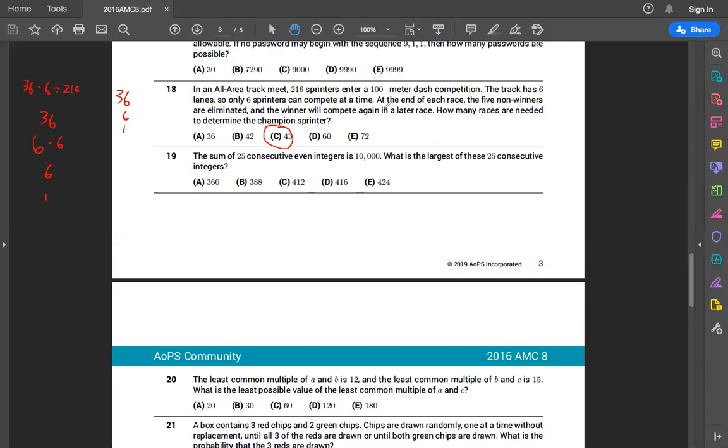Another way we could do this is say that we need to eliminate 215 people, since we want to be left with 1 winner. And we also know that each race eliminates 5 people. So we could do 215 divided by 5 to get 43. So that's a faster way to get it. We don't have to imagine like having different rounds, right?